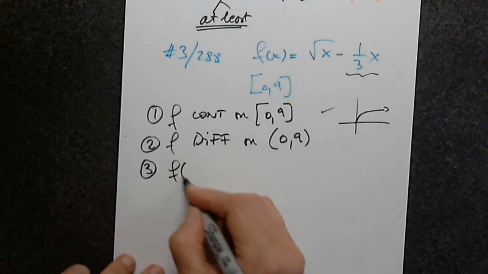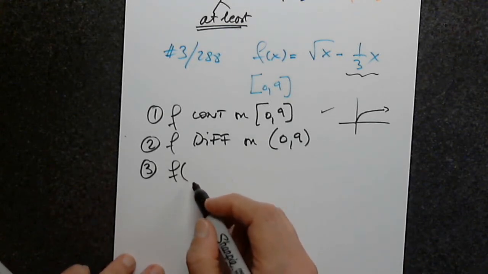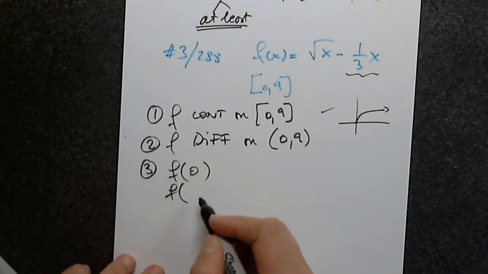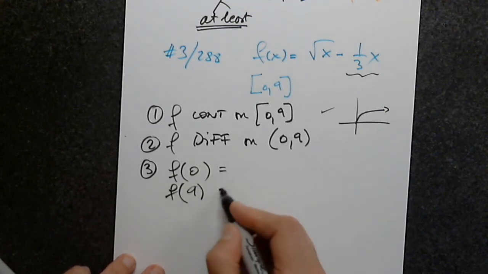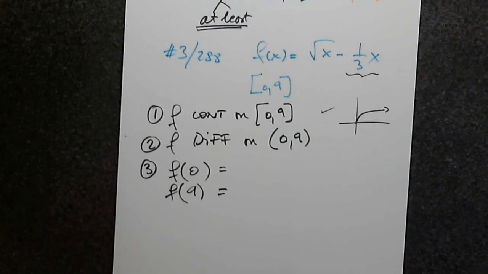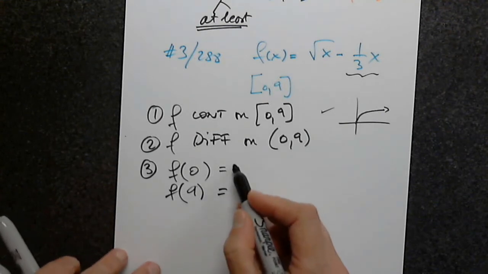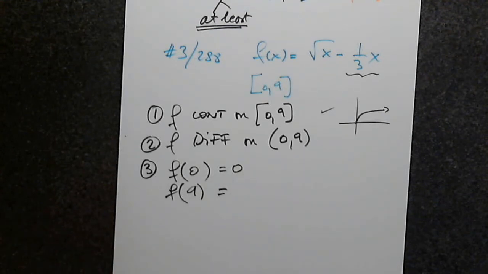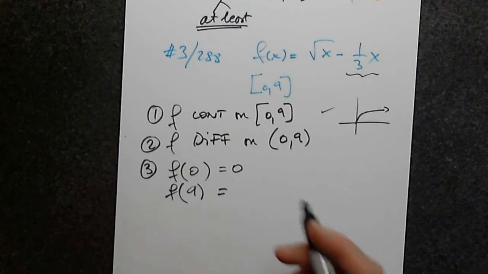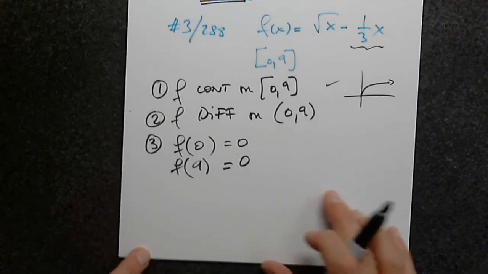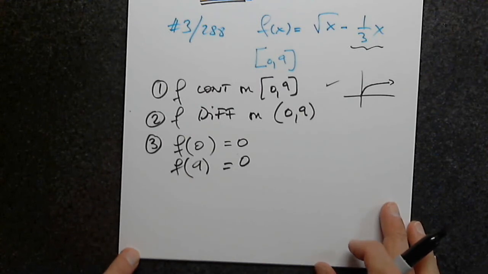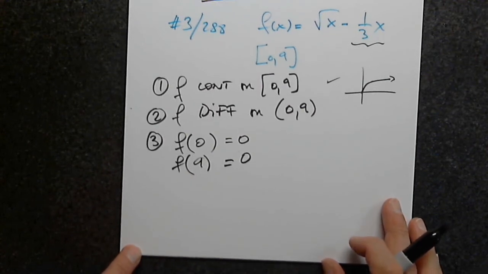So I have to find f of 0, and I have to find f of 9. If these two are not equal, then I'll say, sorry, Rolle's theorem is not applicable. So f at 0 is 0. And what about at 9? Yes? Is it? Good.